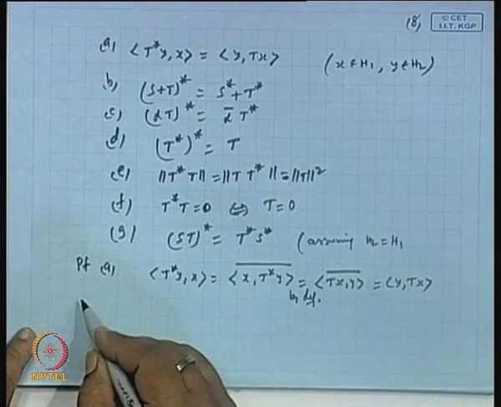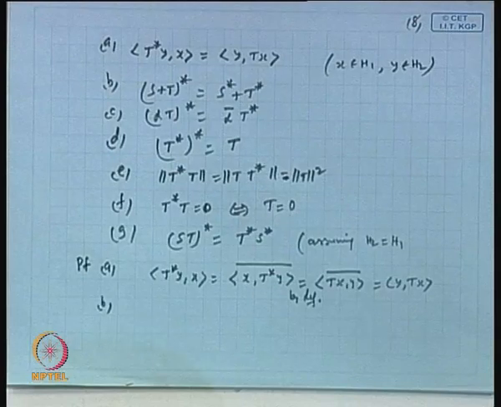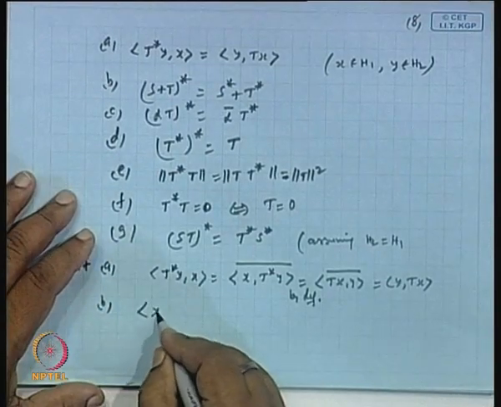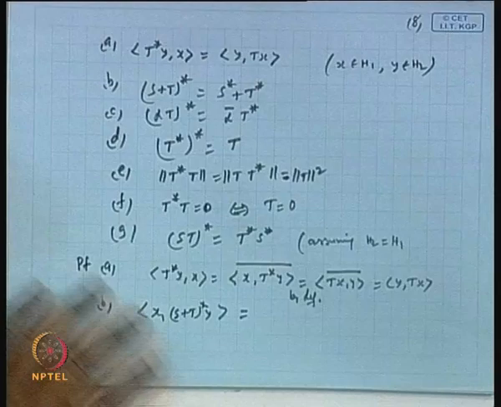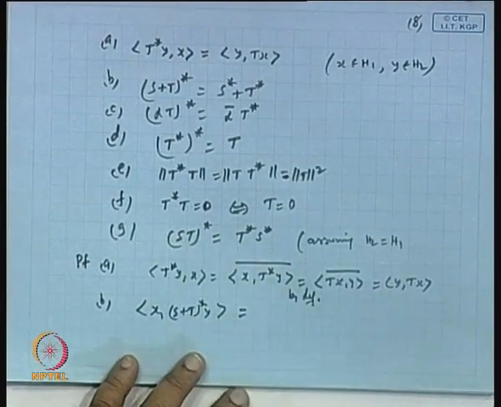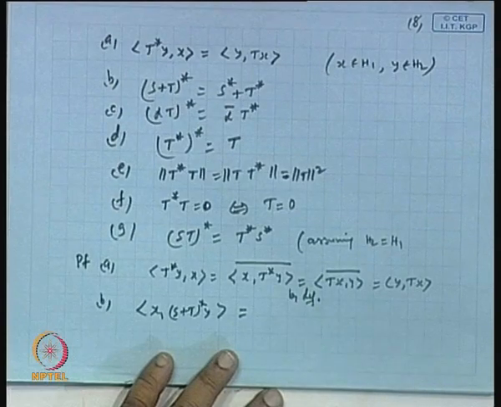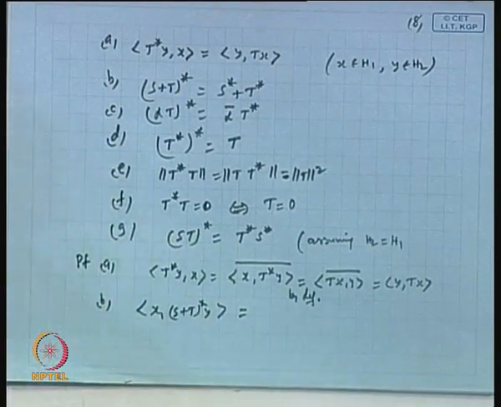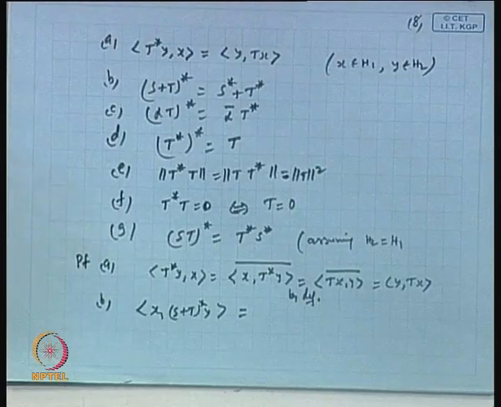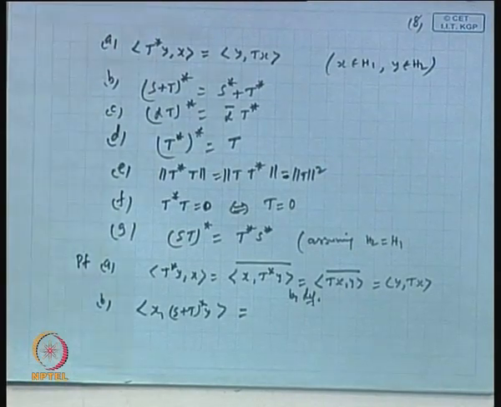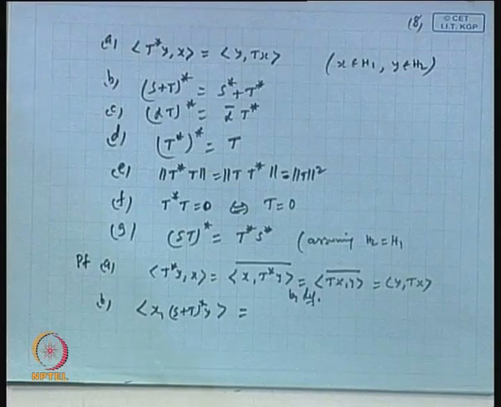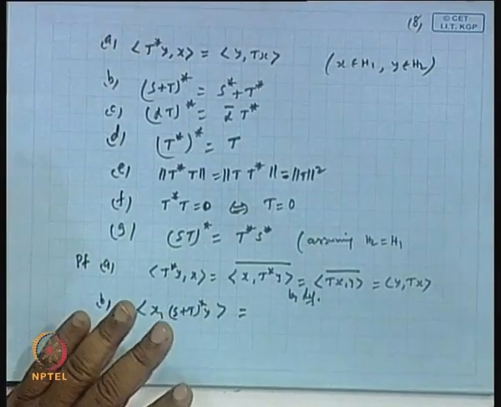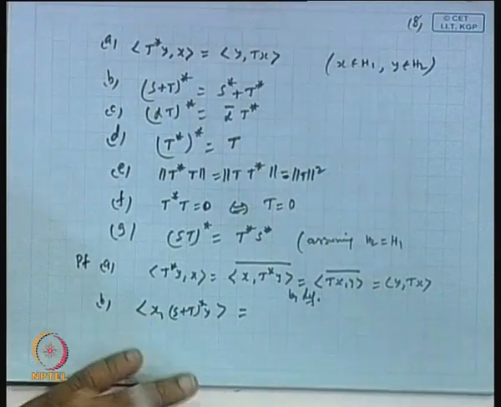Clear? Second part. (S + T)*. So consider ⟨x, (S + T)*y⟩. Okay? Now, if S is a Hilbert adjoint operator and T is a Hilbert adjoint operator, both are, then S + T will also be a Hilbert adjoint. Why? Because what is required of a Hilbert adjoint operator is that it should be a bounded linear operator from H1 to H2. If S is a bounded linear operator from one space to the other, and T is also bounded from H1 to H2, then the sum of these two will also remain a bounded linear operator, and then you find the mapping from H2 to H1, we will get the same.